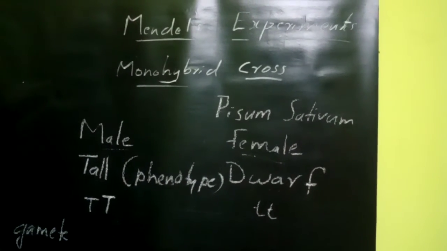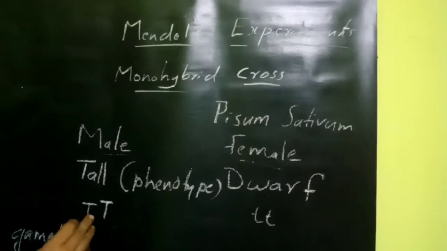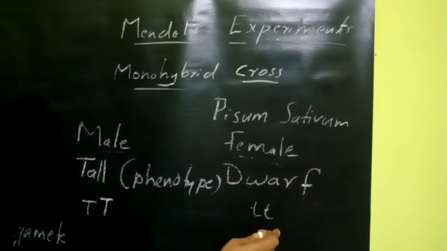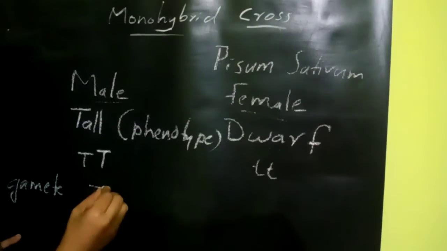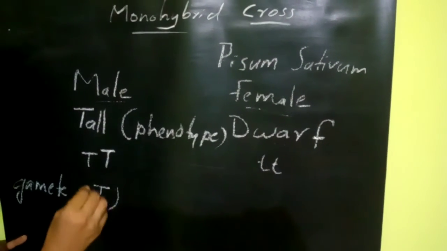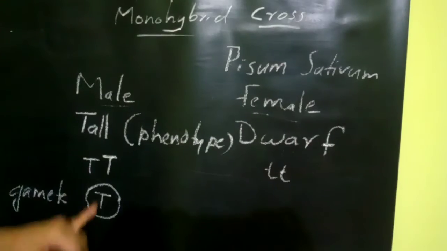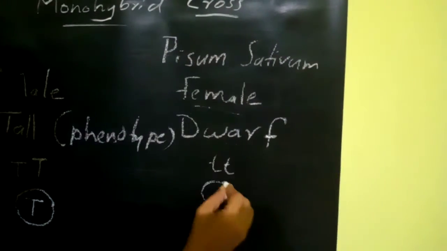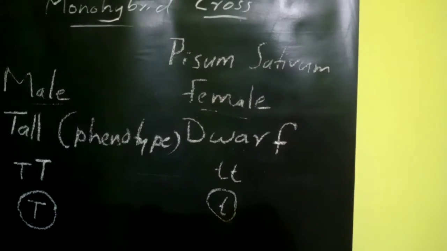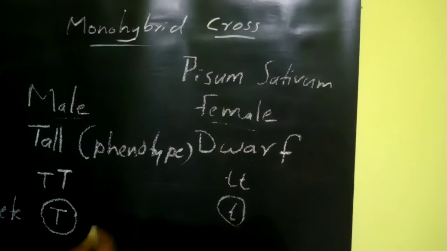That's only what we are considering here. So what is the gene? Capital T and small t. At the time of gamete formation, this may replicate or duplicate. So capital T is the gamete formed from here, and here the group of gametes formed is small t. Small t is the group of gametes formed here.